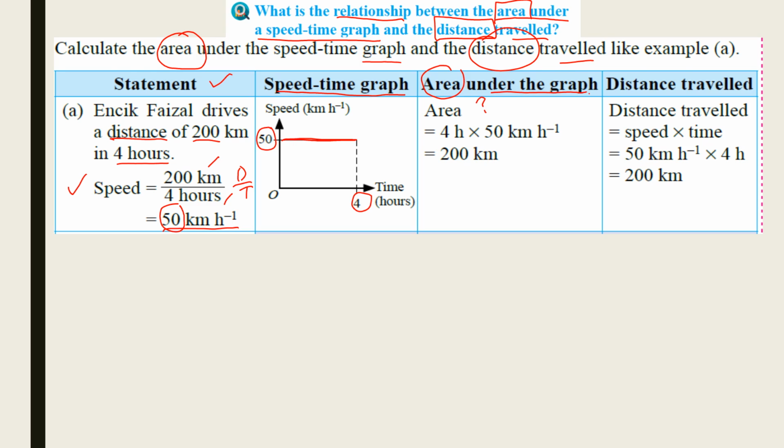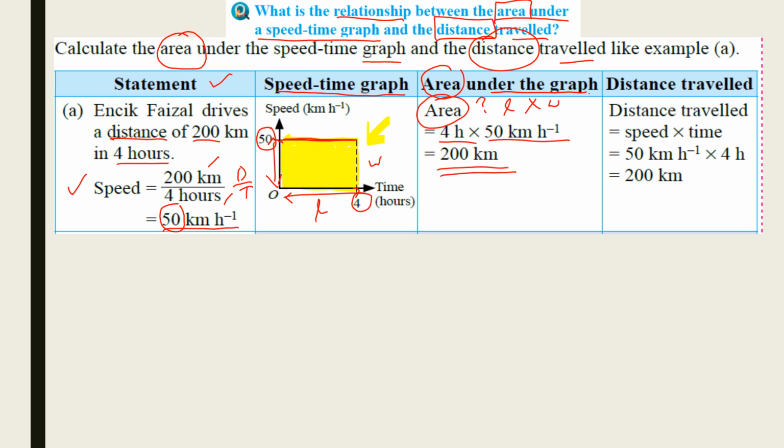Okay, what do you understand by the area under the graph? This is your graph. Area under the graph is this one. This is the area under the graph. What shape is this? Yeah, this is a rectangle. So you use the formula of a rectangle, that is length times width. This is your length, this is your width. So your length is 4 hours, and then your width is 50 kilometer per hour. So you get 200 kilometer for your area.